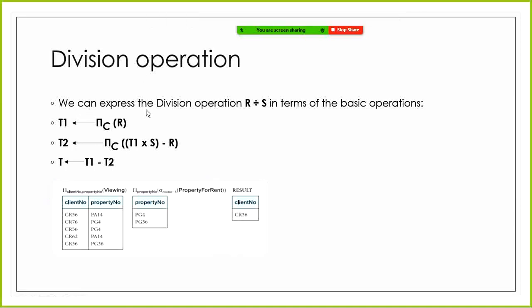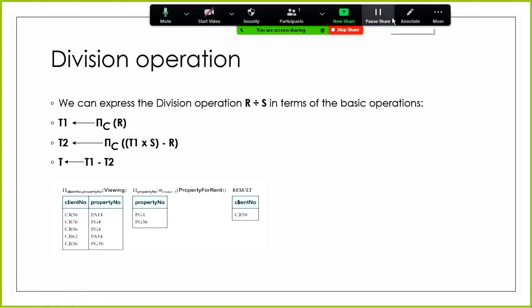Now we can express the division operation R divided by S in terms of basic operations as given here. When we said that division operation is an extended operation, it means that we can perform the division operation with the help of basic relational operations. Here you can see we have projection, we have cross product, we have set difference. With these basic relational operations we can also apply division operation. Now I will show you how.